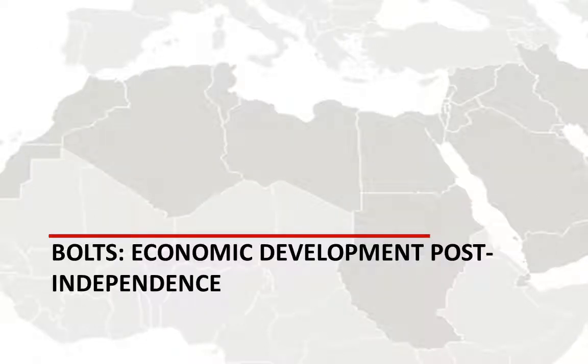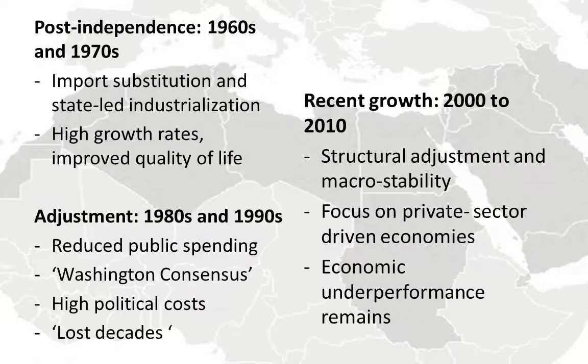So the phases that shape the economic development in post-independence Middle East are threefold. The first is in the 60s and 70s, where almost all Middle East countries regained independence from their European powers, and the main economic policy during that time was import substitution and state-led industrialization.